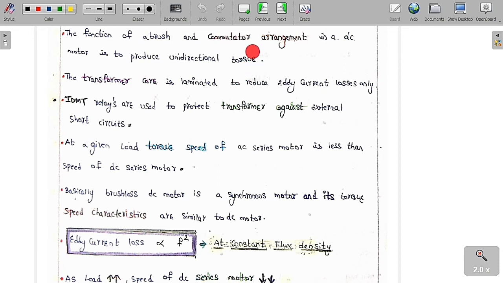See, this commutator segment is soldered to the winding, so whenever the winding rotates, the commutator segments are also going to rotate, but the brushes are always stationary. They are going to collect the current, or they are going to give the current to the commutator segments. So the function of a brush and a commutator segment in a DC motor is to produce the unidirectional torque.